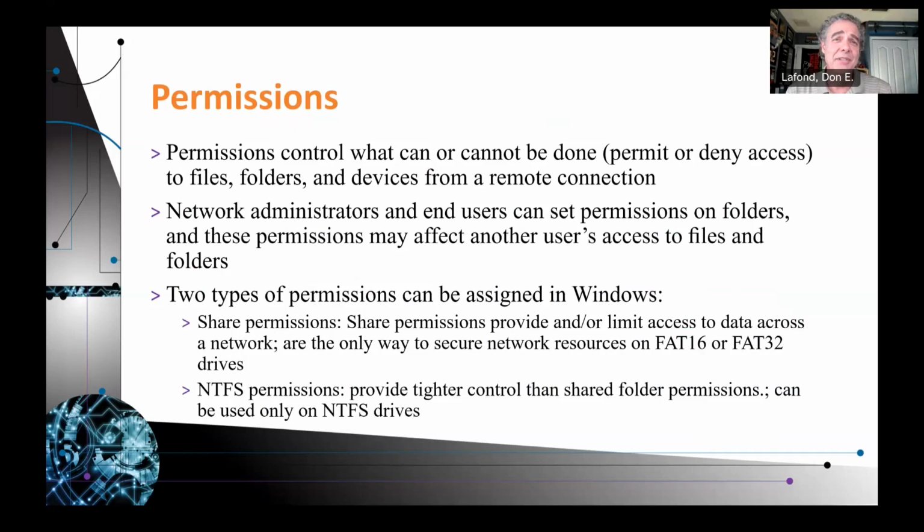Anyways, two types of permissions that can be assigned in Windows. Share permissions. Share permissions provide and/or limit access to data across a network. They are the only way to secure network resources on FAT16 and FAT32 devices, such as your USB drives. NTFS permissions provide tighter control than shared folder permissions and can be used only on NTFS drives.